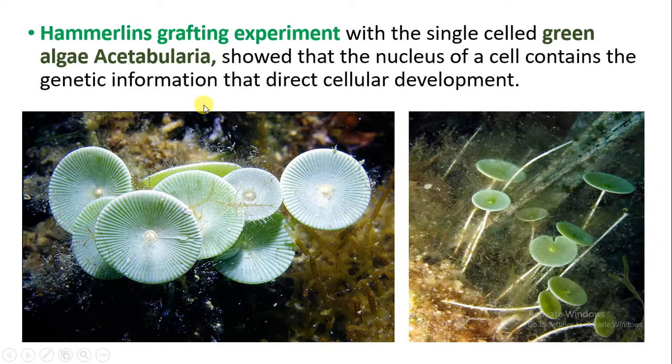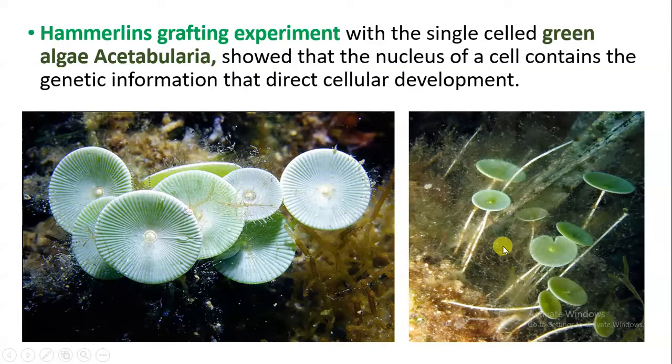This transfer of genetic material from parents to offspring is called heredity. Here there is a scientist who did an experiment, and the experiment is called Hammerling's grafting experiment. In this they took a unicellular green algae. The algae's name is Acetabularia. Here you can see the structure of the Acetabularia. They do have a nucleus.